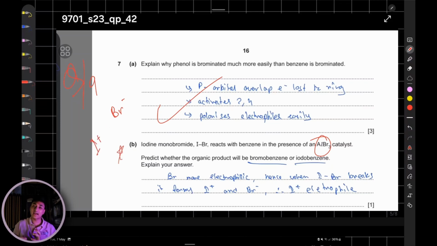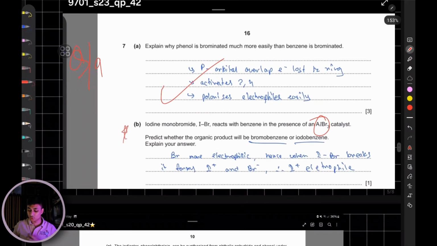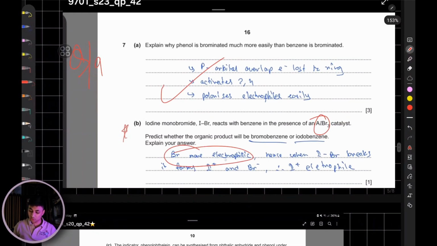and this iodine will actually form the iodine positive or iodine plus. Since uneven distribution of charge, and which one is more electronegative? Bromine. Hence, it takes a negative charge, and iodine forms the electrophile, which is why this electrophile will now substitute the hydrogen atom. This is an interesting question that I found.